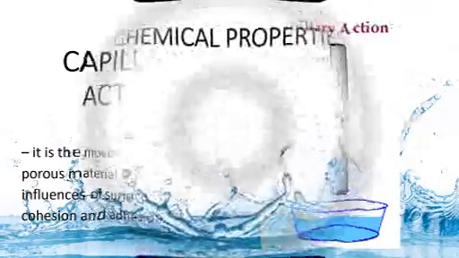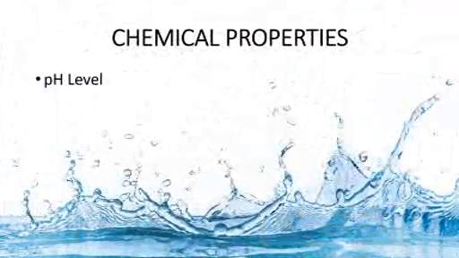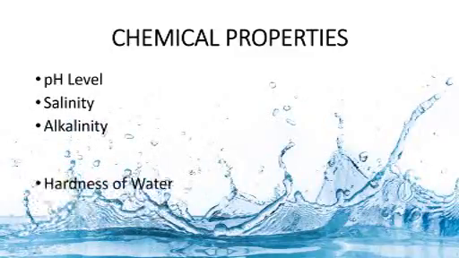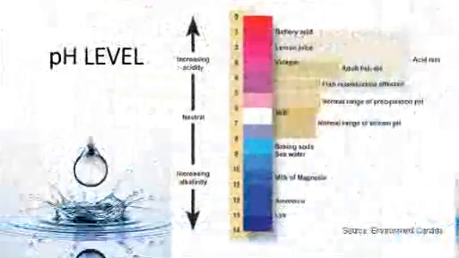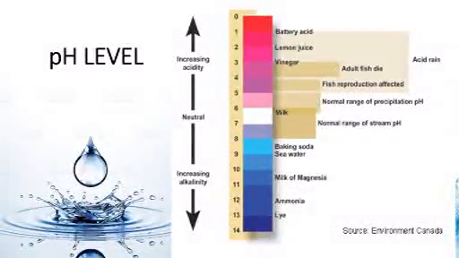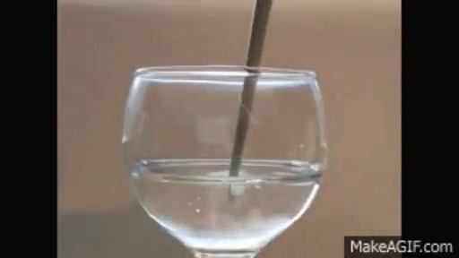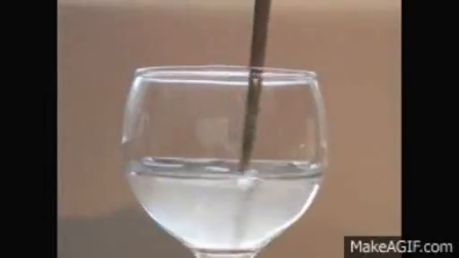Next are the chemical properties, namely pH level, salinity, alkalinity and hardness of water. For pH level, pH is the measure of acidity and basicity. Water has a neutral pH, it is neither acidic nor basic. The pH varies when other substances are dissolved in water.